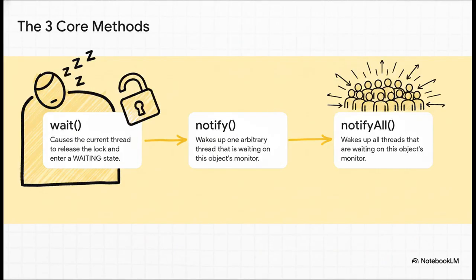So how does this cooperation actually happen? Well, it all comes down to these three core methods, which, interestingly enough, live in Java's Object class. You've got wait, which tells a thread, hey, take a break and let go of the lock. Then there's notify, which wakes up just one single random thread. And finally, notifyAll, which, you guessed it, wakes up every single thread that's waiting.